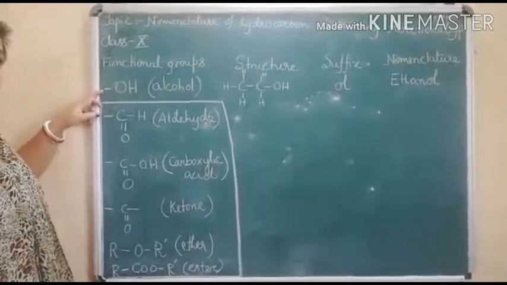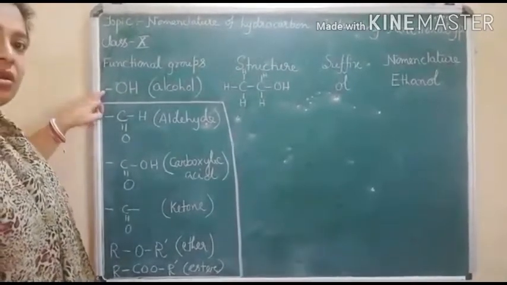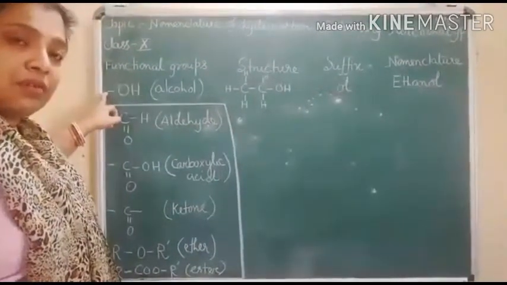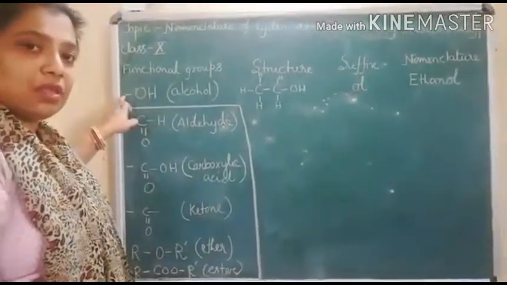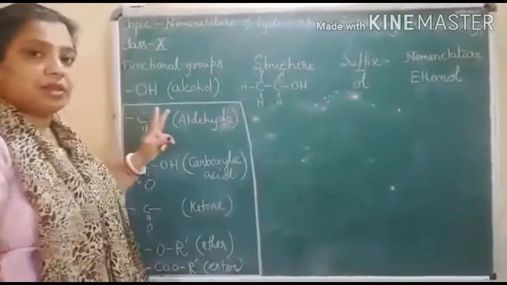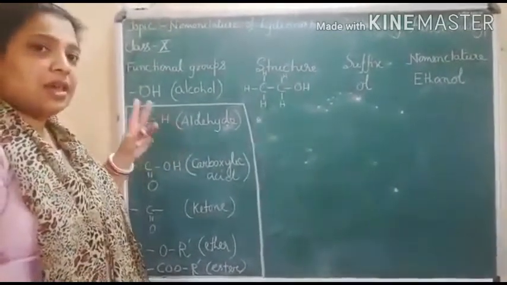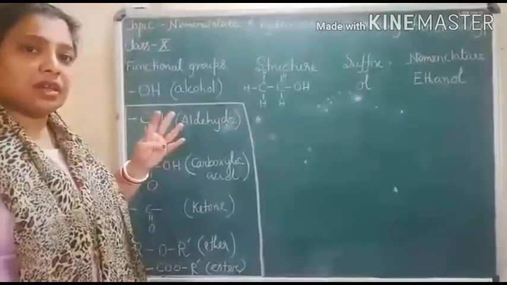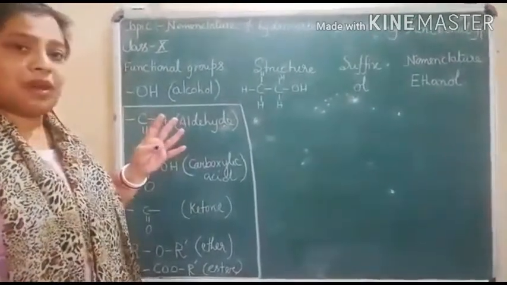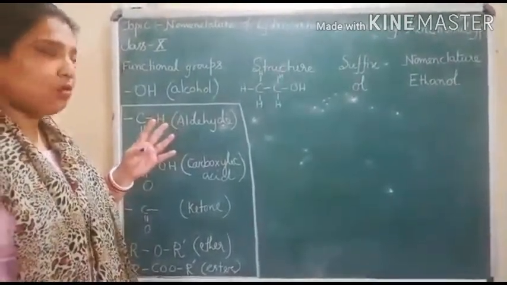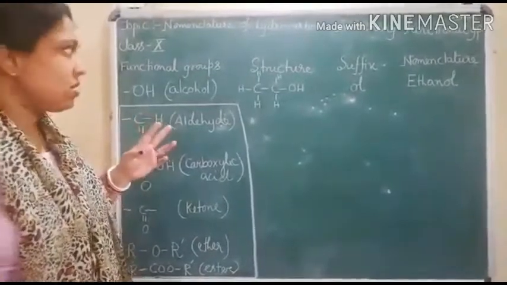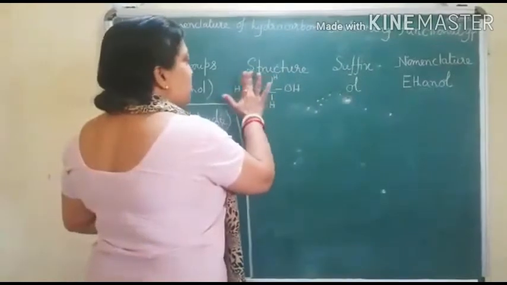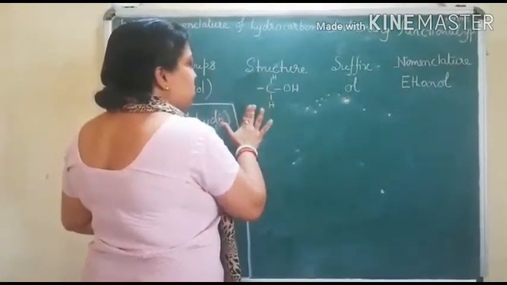Now, carbon chain: in my previous video I have already named that if it is one carbon then it is meth, if there are two carbons in the chain then it is eth, three carbons is prop, and four carbons is but. According to your syllabus, you have to do up to a five carbon chain. So let's start with the first carbon. First carbon means that is meth.